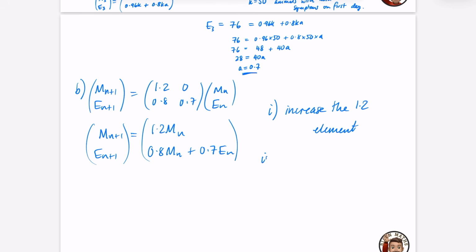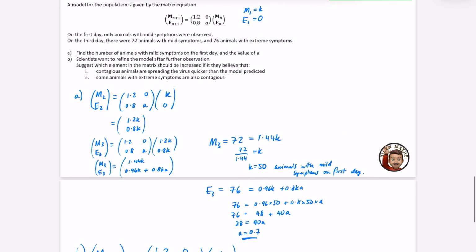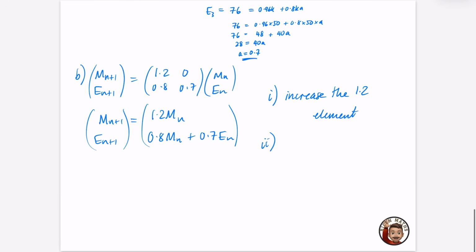And then for part 2 of the question, it says, what would the scientists need to do? Which element would they need to increase if they believe that some animals with extreme symptoms are also contagious? So let's just quickly look at what this means. This is saying that the extreme symptom ones, it's saying that 80% of the previous day's mild symptoms are converting to extreme symptoms. Some of them aren't converting. And it's also saying that 70% of them with extreme symptoms are still there. That other 30%, they may recover or they may die.